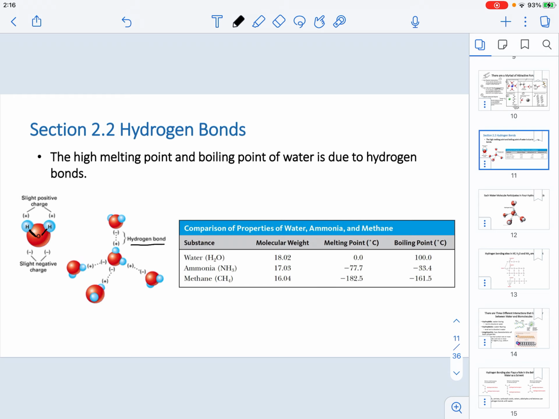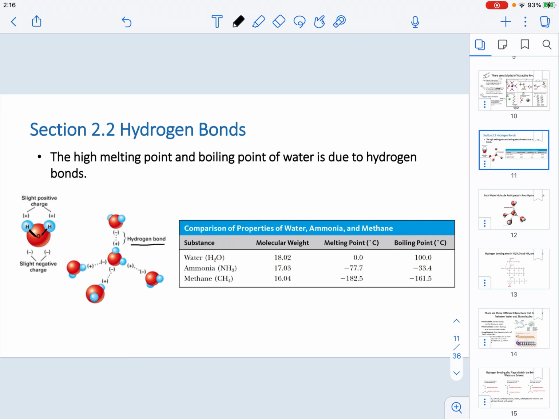Now, when we compare molecules of similar size in terms of molecular weight with water, for example, ammonia and methane, you can see that they have on average around the same molecular weight. But it is very interesting to see why, when we compare the melting point or the boiling point of water, it is so different from those molecules. Well, that has to do specifically with the hydrogen bonding events.